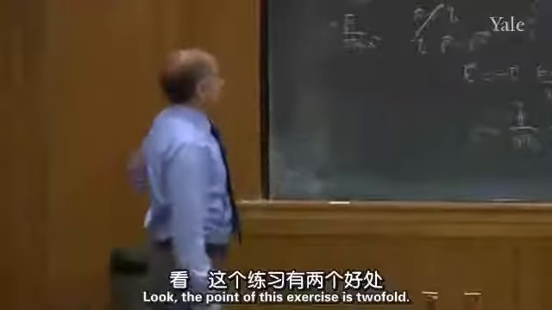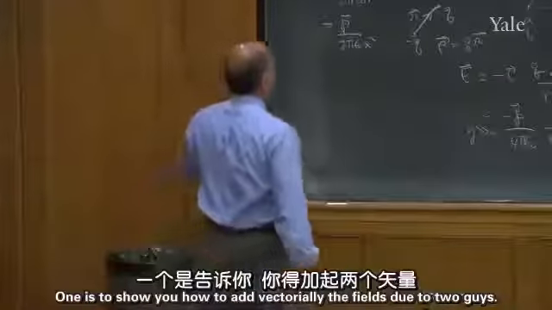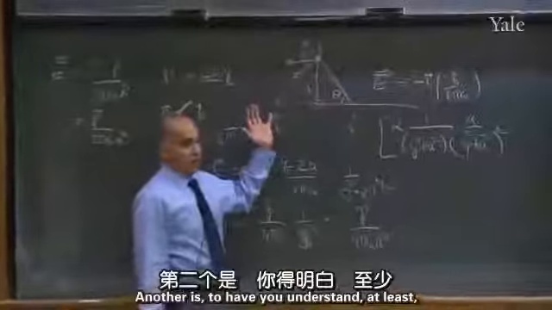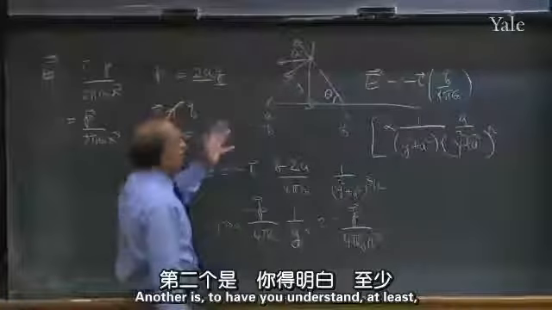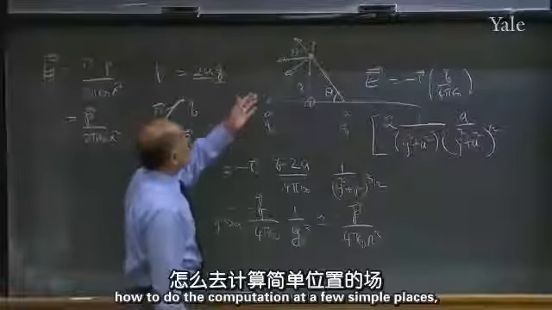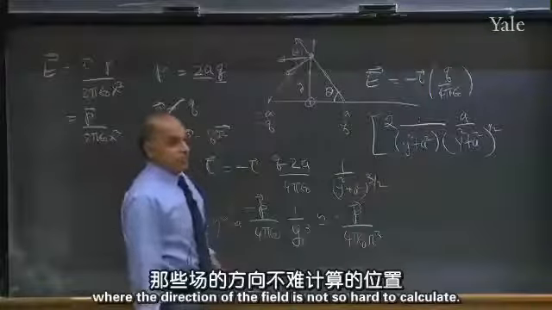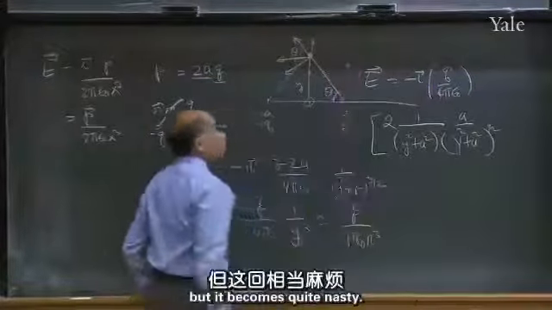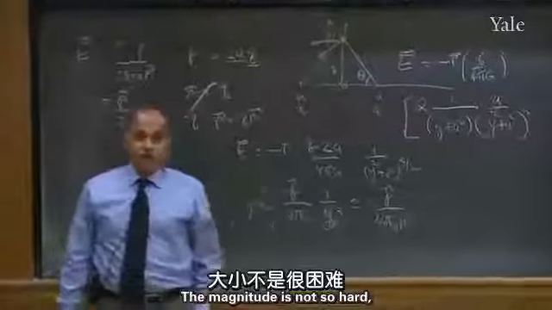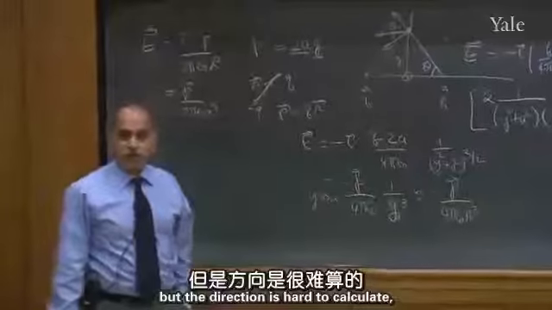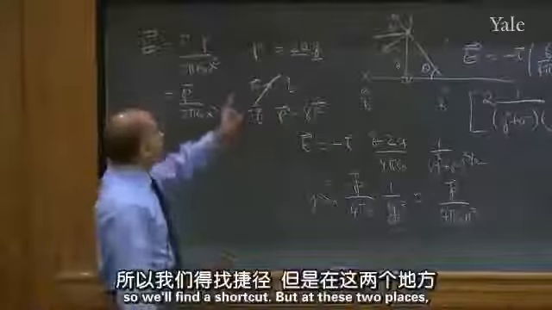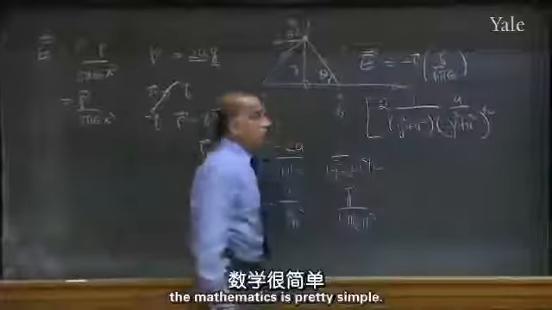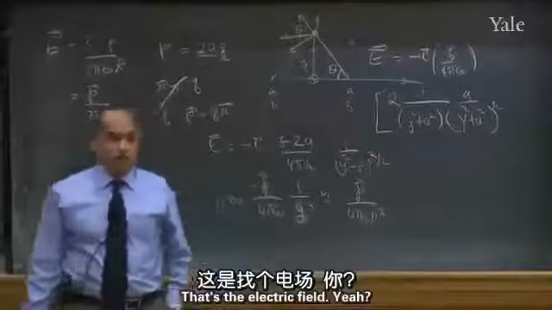Look, the point of this exercise is twofold. One is to show you how to add vectorially the fields due to two charges. Another is to have you understand how to do the computation at a few simple places where the direction of the field is not so hard to calculate. Actually, one would like to compute it here where it becomes quite nasty. The magnitude is not so hard, but the direction is hard to calculate. So we'll find a shortcut. But at these two places, on the perpendicular bisector and on the axis, the mathematics is pretty simple. That's the electric field.